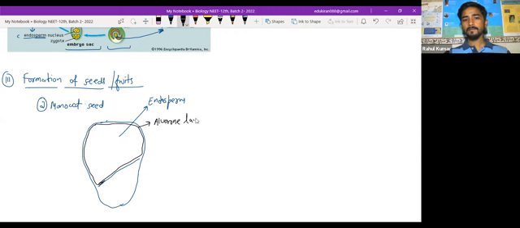Aleurone layer. And the top thing here, like this outermost coat, above this will be the seed coat.